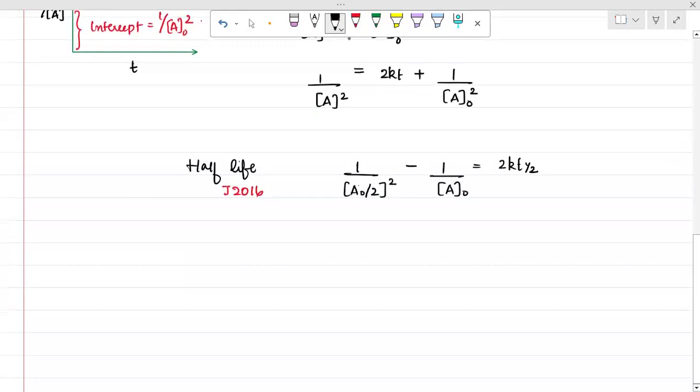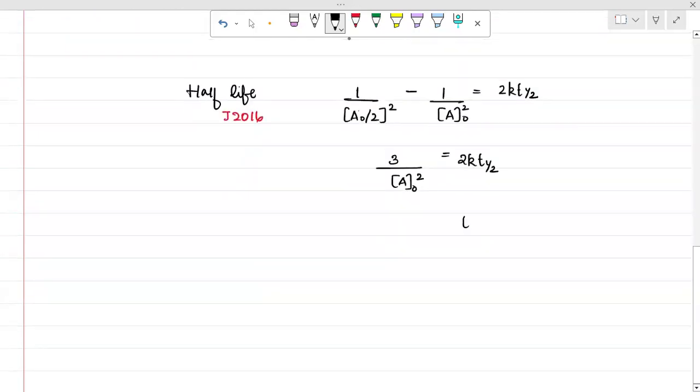Correct? So 2 squared is 4. We have a square over here. 2 squared is 4. It will come to the numerator. 4 minus 1 is 3. So we have 3 by A naught square is equal to 2k t half. And if I rearrange in terms of t half, this is going to be equal to 3 by 2k A naught square. This is the expression for t half. Very easy.